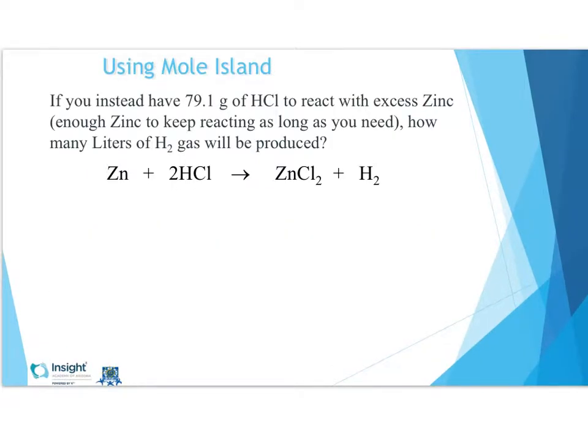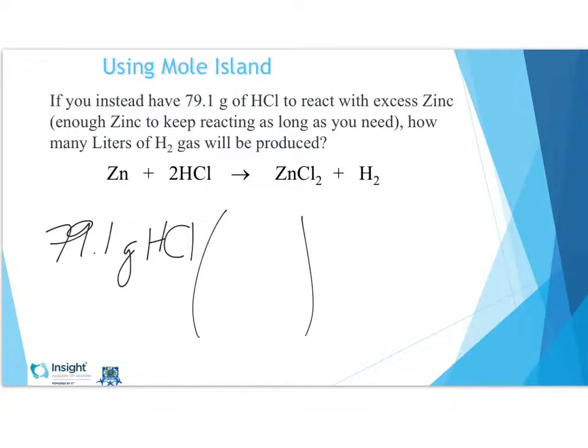So, for example here, if you have 79.1 grams of HCl, first I need to convert that to moles. So I need to know my molar mass of HCl. Chlorine has a mass of 35, and hydrogen a mass of 1, so that's going to be 36 grams of hydrochloric acid in 1 mole of hydrochloric acid.